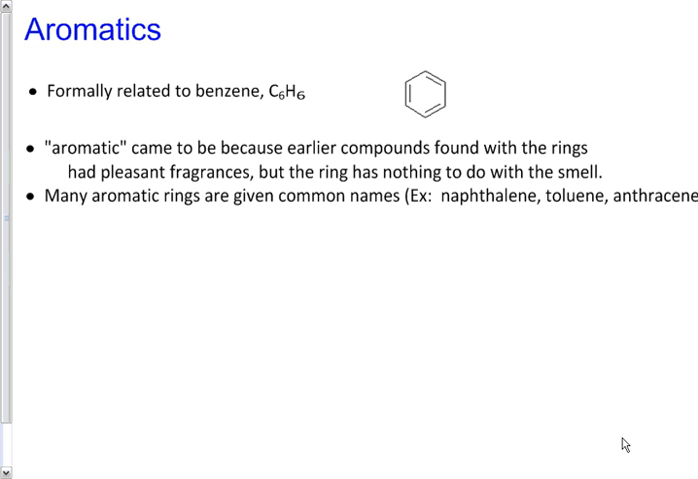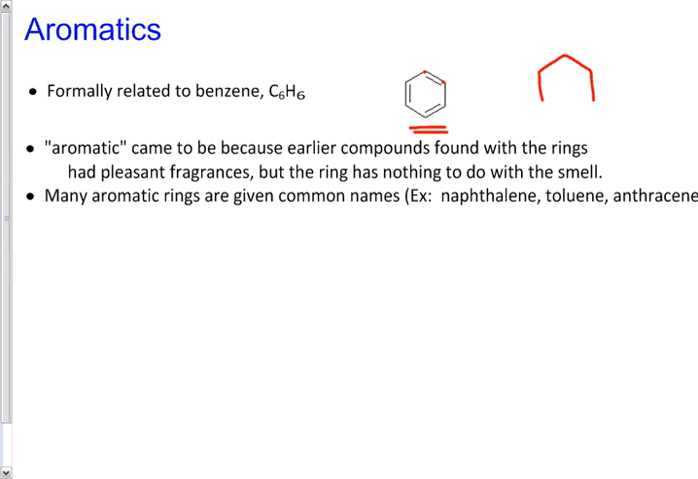Okay, this video is on aromatics, and aromatics are compounds that are formally related to benzene, which has the formula C6H6. If you look over here to the right, you'll see this structure is a simplified version of benzene. If you remember in previous videos, we've talked about the fact that you can do a shorthand for what you're drawing out. Rather than drawing each C, each point is assumed to be a C, and then each line is a double bond. So it's showing that they have alternating double bonds.